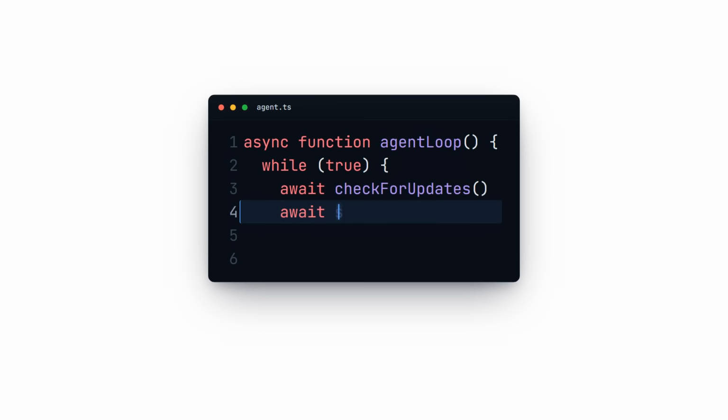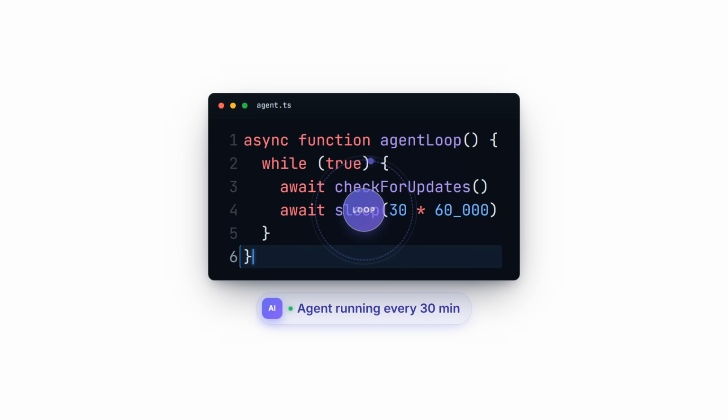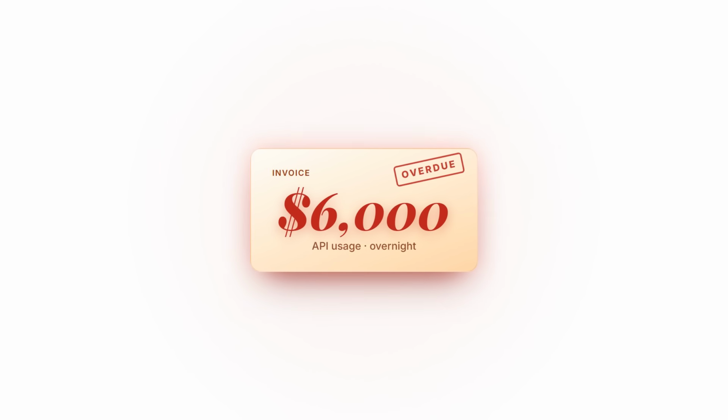Picture this: a developer sets up an AI agent to go check for updates every 30 minutes, just a simple little loop, and then he goes to bed. When he wakes up the next morning, there's a $6,000 bill waiting for him. And here's the thing, there was no bug, nobody hacked him. He used the tool exactly the way it's being sold to all of us right now: autonomously, overnight, completely hands off. And that's the part nobody on your timeline is bothering to tell you.